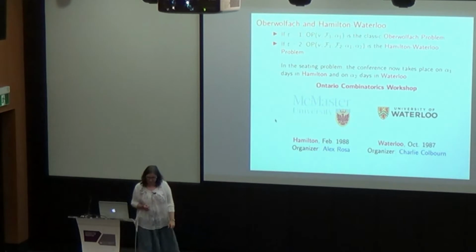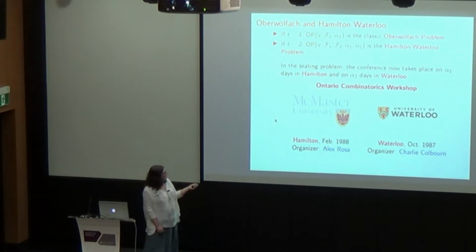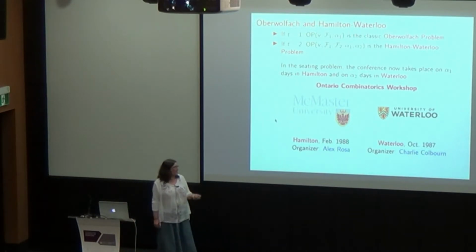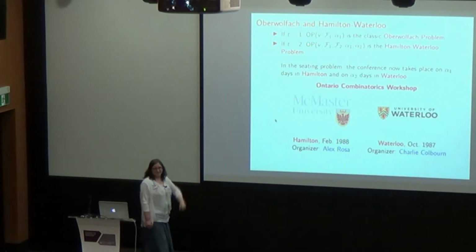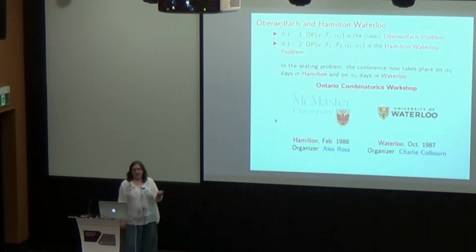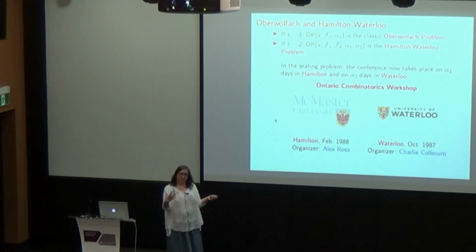And apparently this variation of the problem actually came up in some back-to-back meetings of the Ontario Combinatorics Workshop in 87 and 88, held at McMaster University in Hamilton and University of Waterloo. And you can see the organizers of those conferences are people who are at this conference, Alex Rosa and, of course, Charlie Colbourn. I believe the case that was posed there was that the factors we were looking for were a C3 factor and a C5 factor.